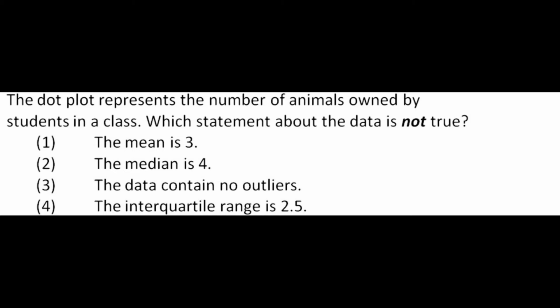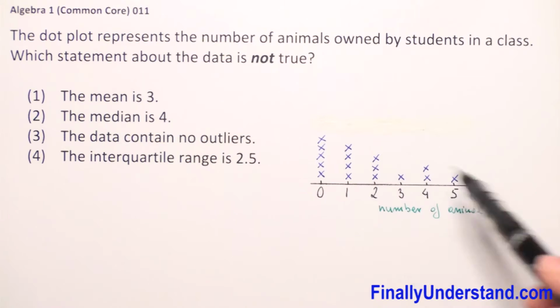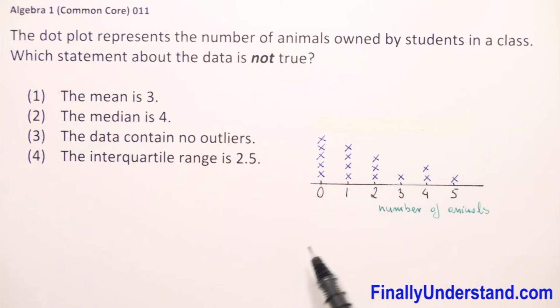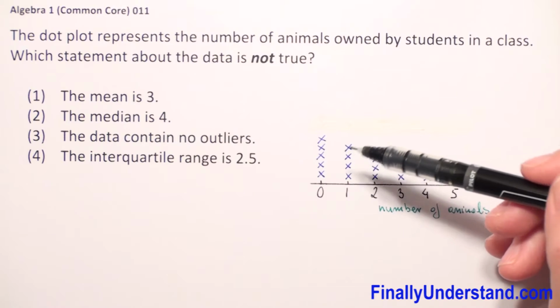The dot plot represents the number of animals owned by students in class. Which statement about the data is not true? So first, let's see our dot plot. We have number of animals, and here we have number of students.